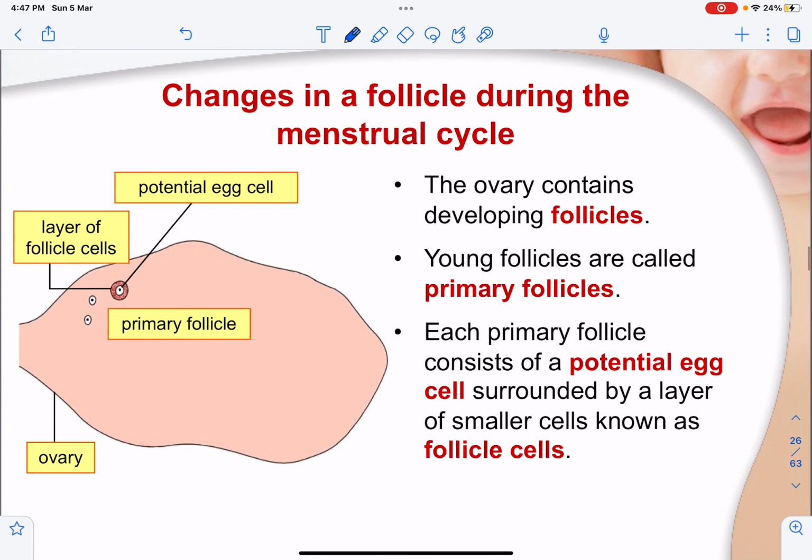So how it all begins is due to the changes in the follicle during the menstrual cycle. The ovary will first contain developing follicles. These are like mini cells that go through different stages. Young follicles are generally called primary follicles. A primary follicle has a potential egg cell that is surrounded by a layer of smaller cells known as follicle cells.